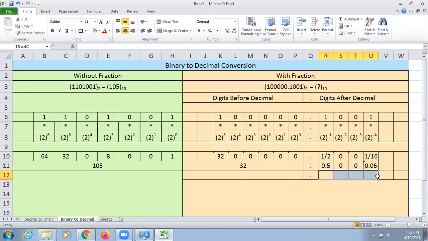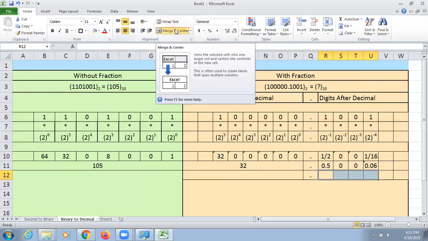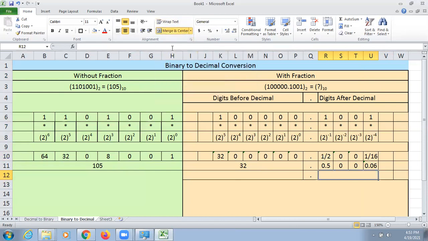I'm directly showing you the answer here by putting a formula: equals 0.5 plus 0.06, which equals 0.56.